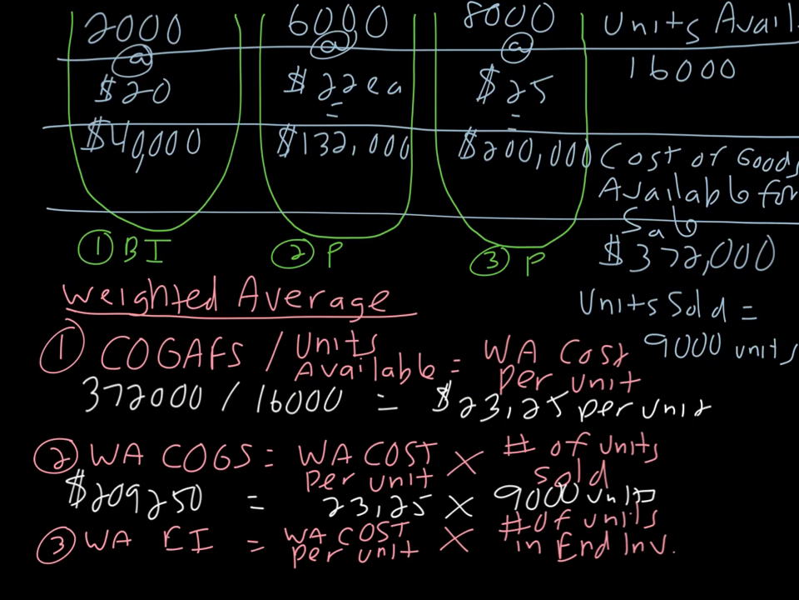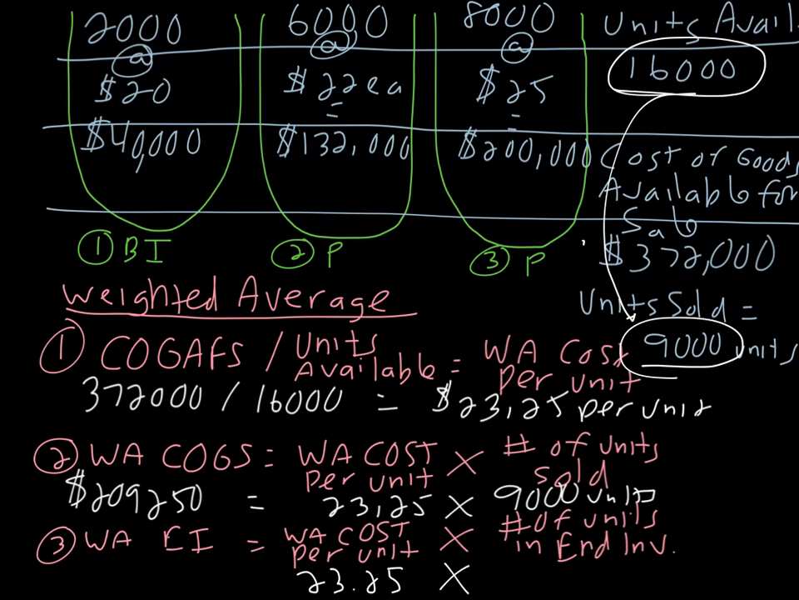Then ending inventory, pretty simple steps. Weighted average cost per unit is 23.25 times the number of units in ending inventory. And how many is that? Well, you have your 16,000 that were available, and you sold 9,000. So 16,000 minus 9,000 equals 7,000 left in ending inventory. So 7,000 units. And then we just multiply those 7,000 units times the $23.25.